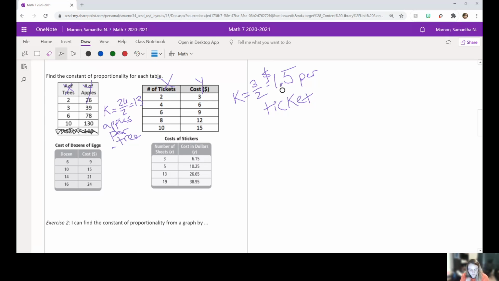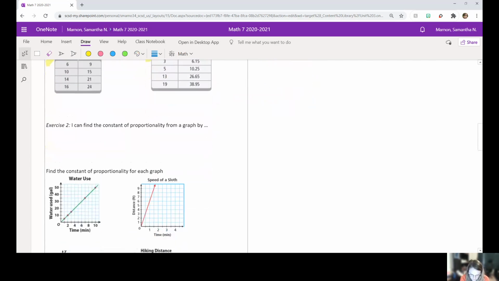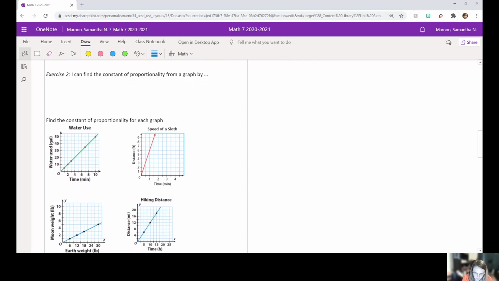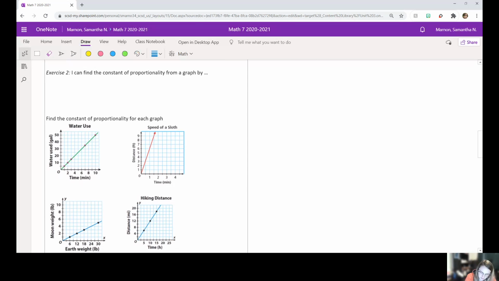Okay, so why don't you do these next two on your own? So these two will be practice. So this is what Miss Marnon and Miss Eastman will be checking that you did on your own in your page, in your OneNote. So the two I just highlighted, you're going to do on your own. So if you need time to do that right now, you can pause the video. So exercise 2, I can find the constant of proportionality from a graph by. So pause the video. How do you find the constant of proportionality from a graph?